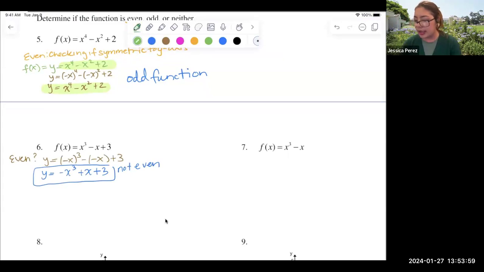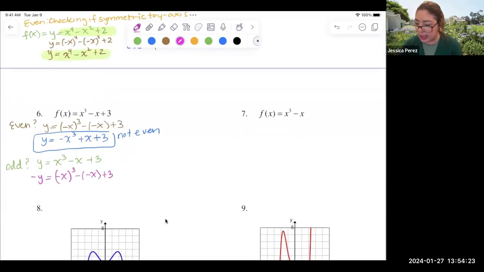So let's try odd. How do we check oddness? How do we know whether something's odd? We have to change both x and y to check. So now it's negative y equal negative x cubed minus x plus 3. So then here I'm going to have a negative y equal negative x cubed. This is negative x cubed. This becomes a plus 3. Oh, sorry, plus x, like so. And then the next one is a plus 3.